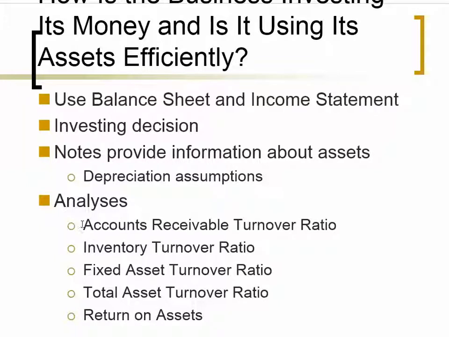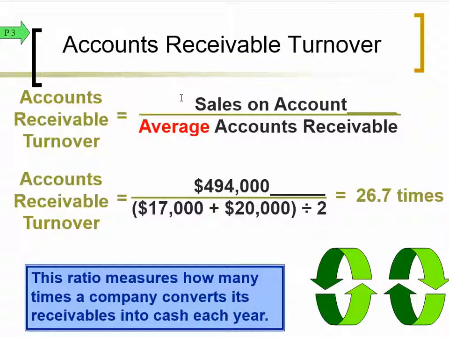So now we can look at accounts receivable turnover ratio, inventory turnover ratio, fixed asset turnover, total asset turnover, and return on assets. And let's look at each one of those a little closer. Accounts receivable turnover, we take our sales on account over our average accounts receivable. And you should know by now, average just means beginning plus ending divided by 2. So beginning accounts receivable plus ending accounts receivable divided by 2.